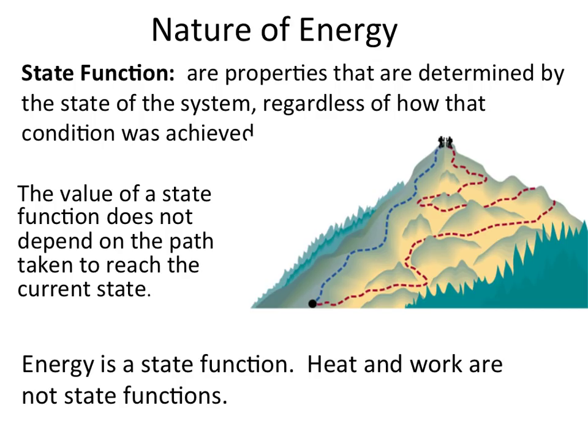A state function is basically a property that allows us to determine the state of a system regardless of how that state was achieved. So basically, we ignore mechanisms, we ignore routes that were taken, we ignore procedures for state functions, and only look at their current state. And we can compare two different states if we know their initial and final states. It doesn't matter the route that they took.